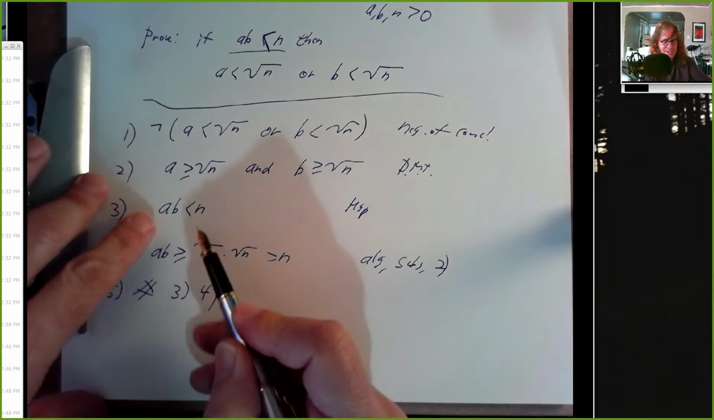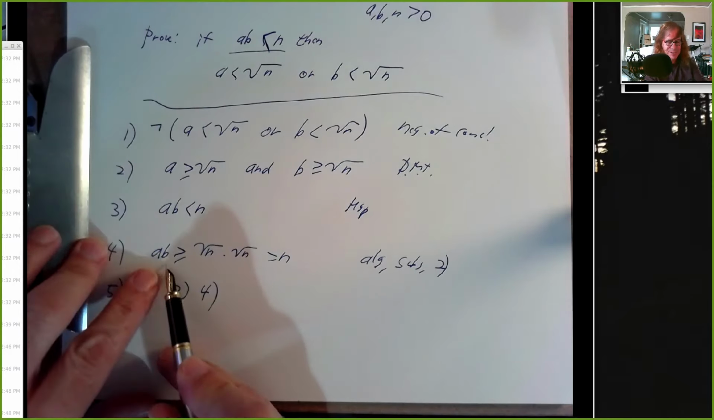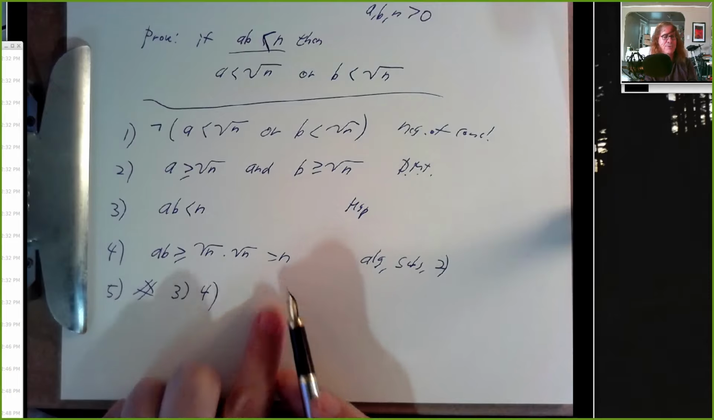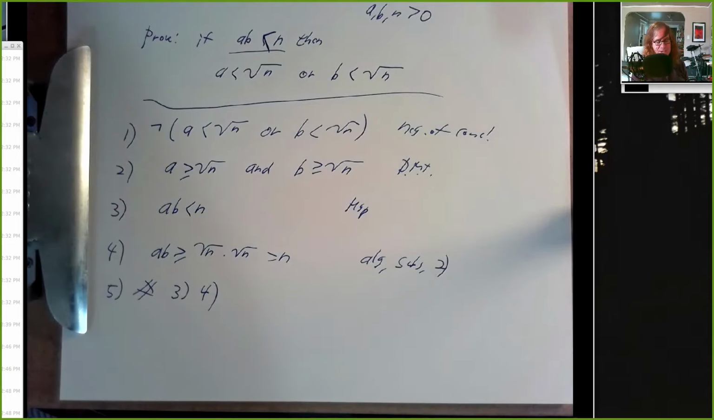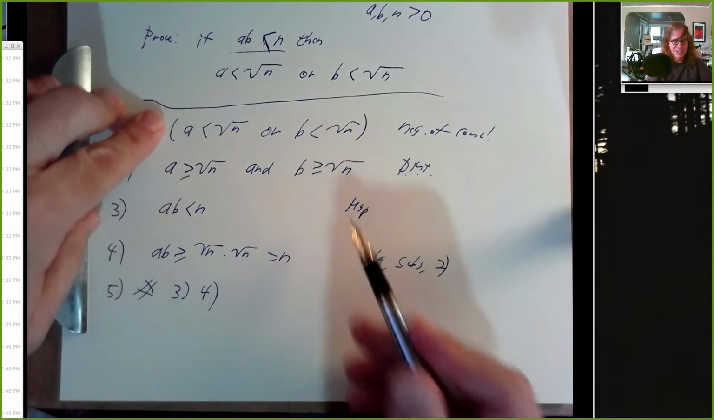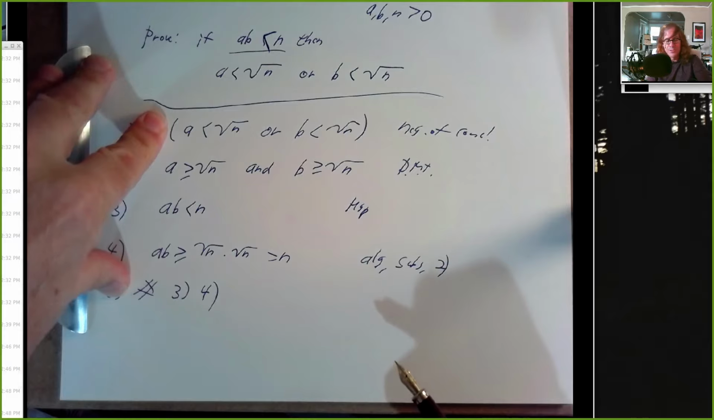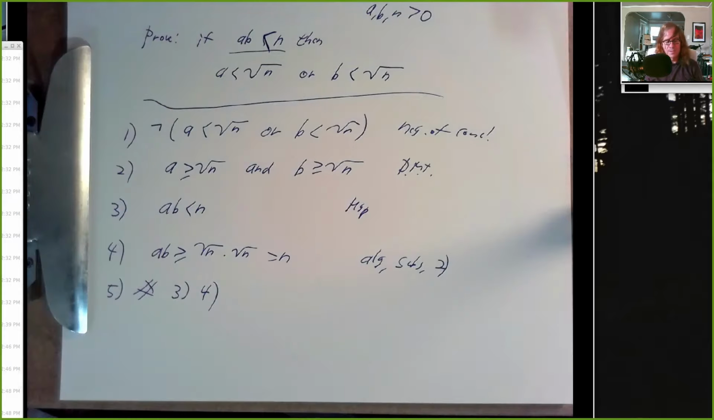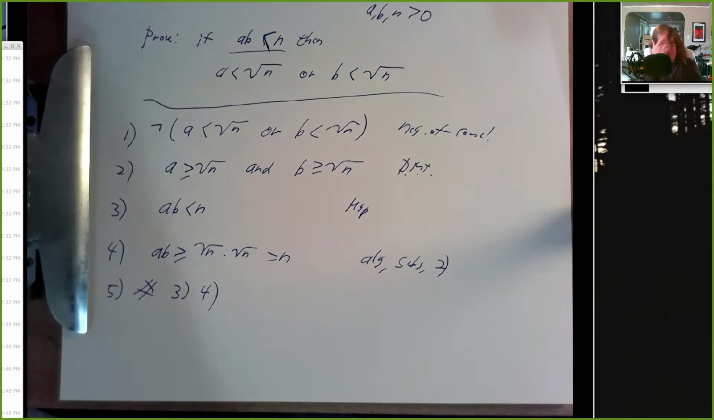Because statement 3 says AB is less than n, statement 4 says AB is bigger than or equal to n. And those two statements contradict each other. And therefore, this negation must be false, which means that the non-negated conclusion must be true. So that's like a 5-line proof if you use an indirect approach. Don't know how to do it directly.